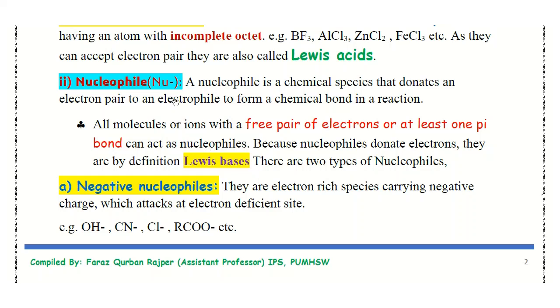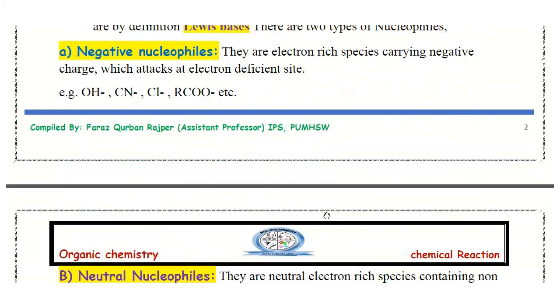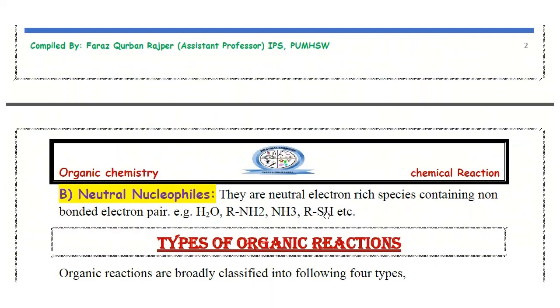On the basis of their affinity to donate electrons, they may have a negative charge. These are electron-richer species carrying a negative charge, which attracts the electron-deficient side, that is the electrophile. Examples are hydroxyl, cyanide, chloride, and the RC=O that can occur in carboxylic acid esters. The neutral nucleophiles are neutral electron-rich species. They contain a non-bonded pair of electrons, like H2O, RNH2, NH3, and RSH, that is the thiol group.